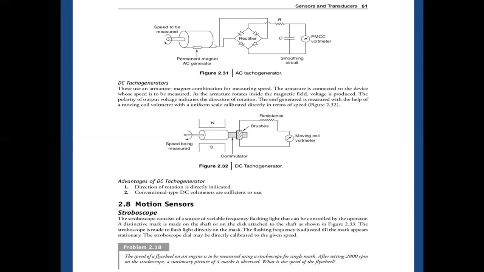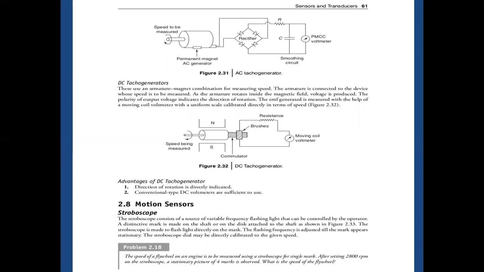On the stroboscope, the dial may be directly calibrated to give the speed. So how does this happen? Let's go for a problem here, a sample example of how we use the stroboscope. How do we calculate this value with the stroboscope?